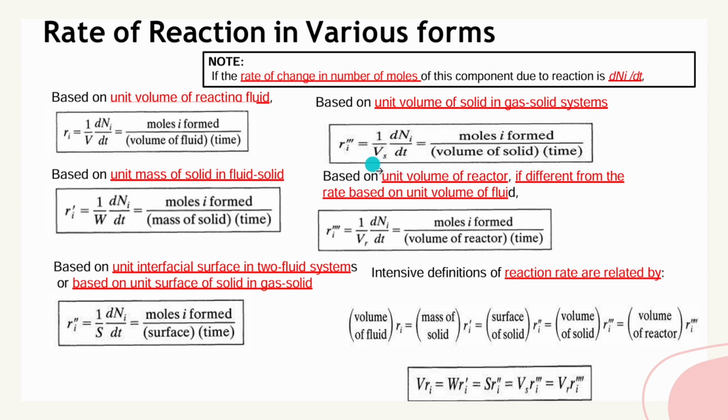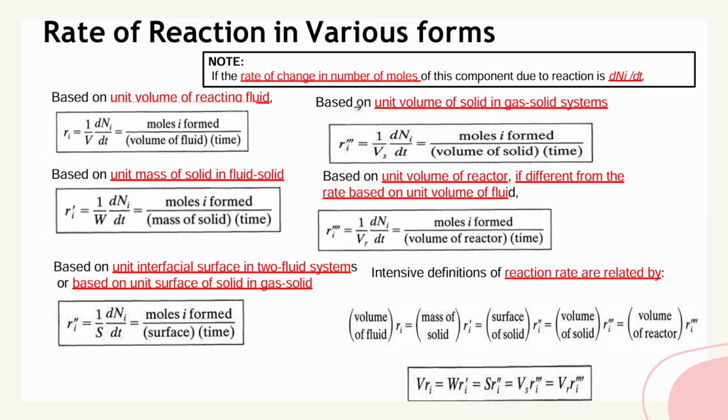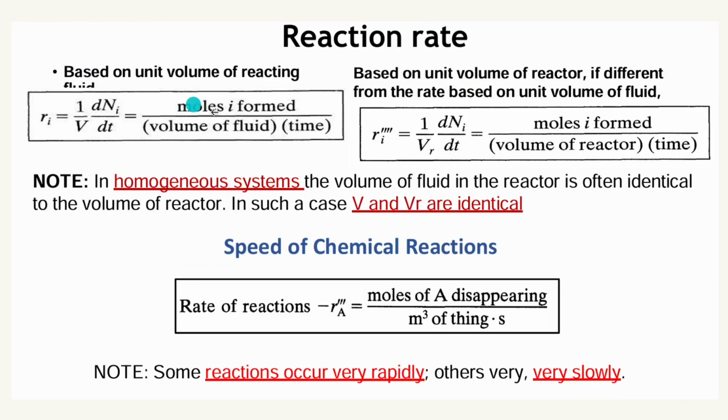So you should specify the volume here. Then based on unit volume of reactor, if different from the rate based on unit volume of fluid, ri'''' will be equal to the number of moles divided by the product of volume of reactor, not volume of the reacting fluid, and time. You should memorize these things. After that, the rate based on unit volume of reacting fluid, as we said.